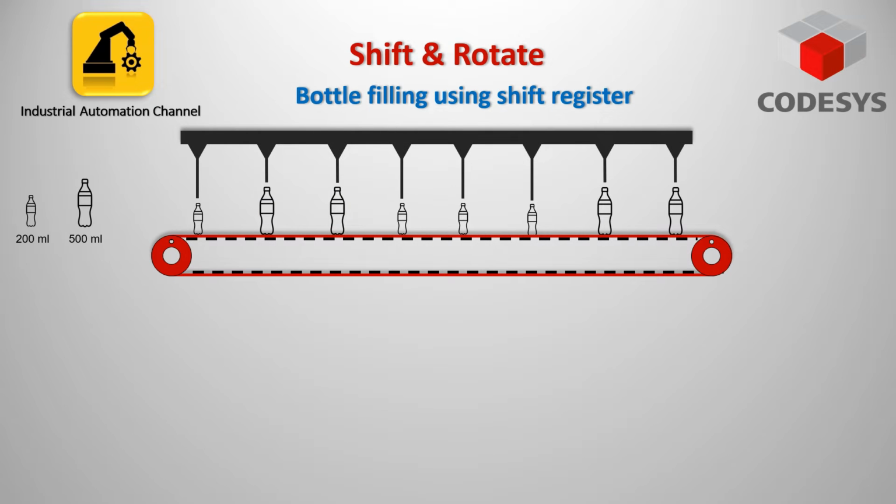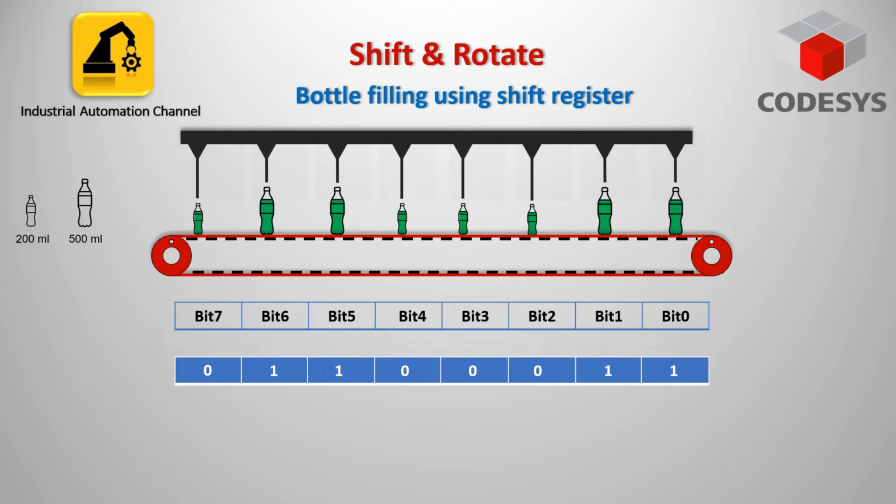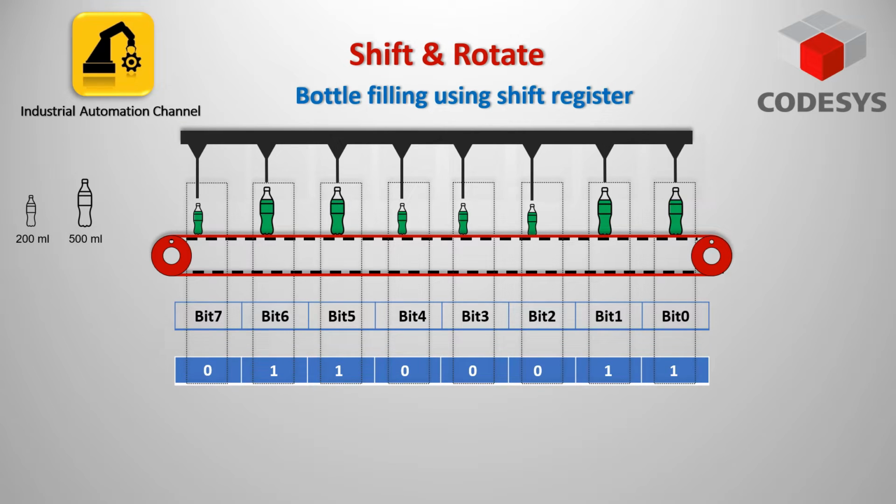Now let's do the bottle filling project with the shift operation using structured text. The most common application of shift in real-world industrial projects is a shift register, where you have, for example, a machine with some levels or steps that each one is considered as a bit. For example, here we have a bottle filler with 8 filling nozzles filling bottles of 2 different sizes, 200 and 500 milliliter. Each filling station is considered as a level or step, so we need to track the bottles to know their size and position and fill them according to the size.